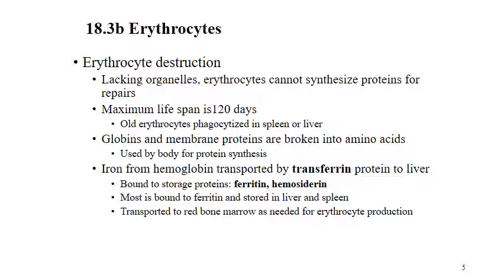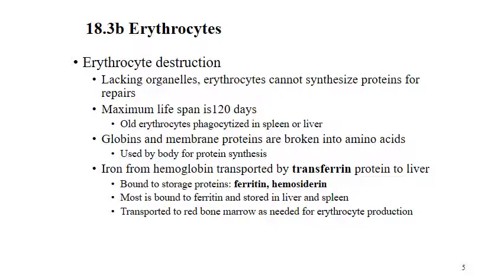And all the erythrocytes are going to be phagocytized in the spleen or liver. So we've talked about that before. The spleen is just the recycler of blood. Globins and membrane proteins that, of course, are found inside the erythrocyte are broken into their amino acids and used by the body for protein synthesis, because amino acids, again, are just the building blocks.